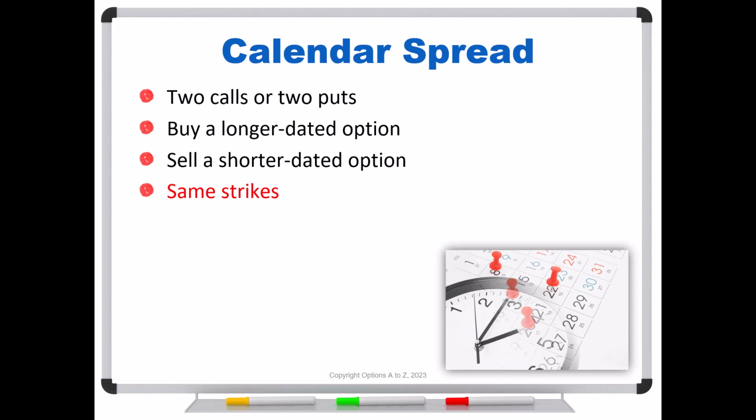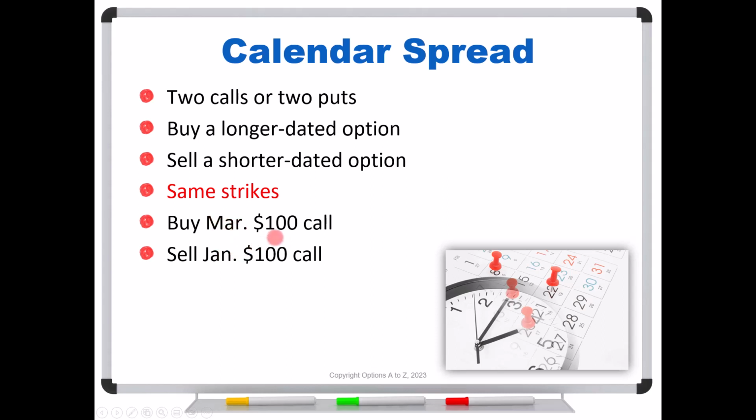And this would be a long calendar. In other words, that you own it. It would be a debit spread, because remember, all things being equal, longer dated options cost more money. So to buy a calendar spread will absolutely be a debit. So for example, let's say that you buy the March $100 call and you sell the January $100 call. Notice we have the same strikes, but we're long the longer dated option.